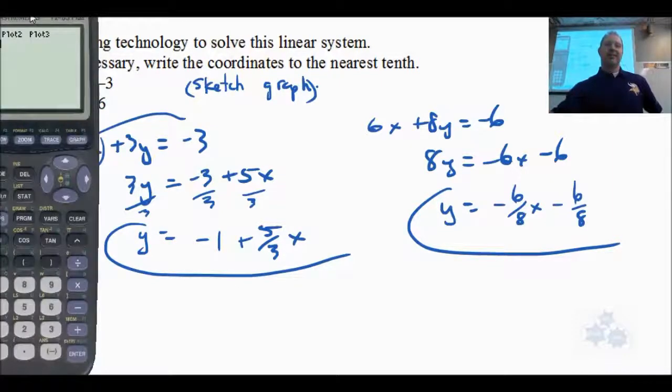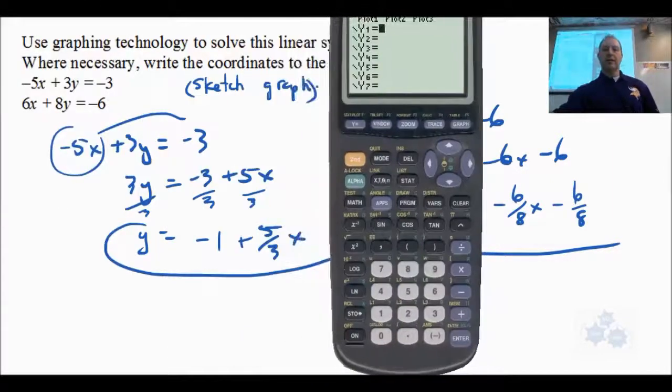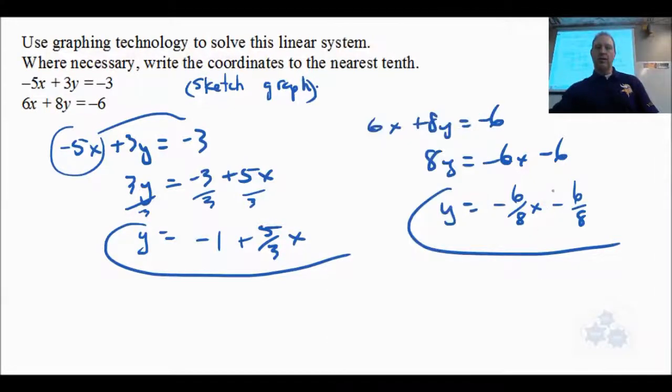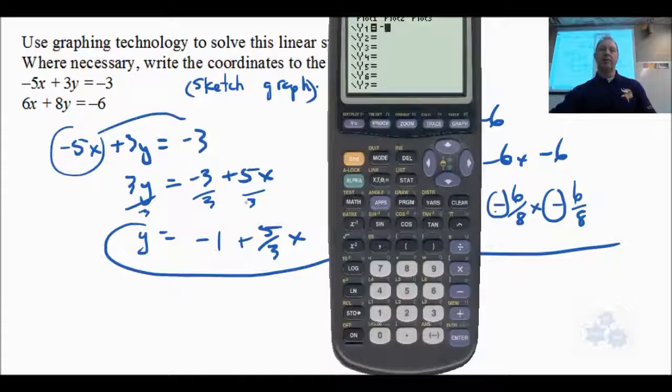All right. Okay, so let's put these in. Let's put this one in first. Okay, there's two things important here. If this right here is a negative sign, if it's at the beginning of an expression, you have to use this negative here. If it's a minus, like over here on the 6, 8, this is a minus. That's a negative. Negative and a minus. The calculator does care about that. So you got to do that right or else you get an error.